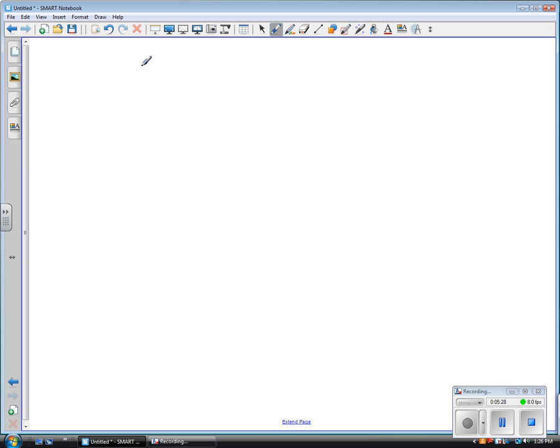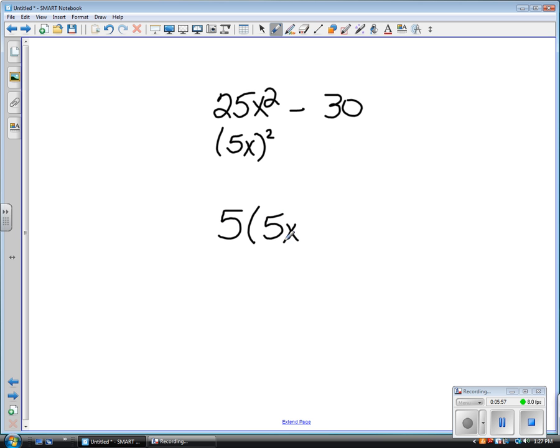Now, sometimes right now, you're not going to be able to. So let's say I had 25x squared minus 30. Well, this would break down as the 5x squared, correct? 30, can that break down into anything perfect? No. So at this point, I'm not able to use my difference of squares. But let's go back to the original. Is there anything I can factor out? Okay, so let's factor a 5, and that gives me 5 times (5x squared minus 6).